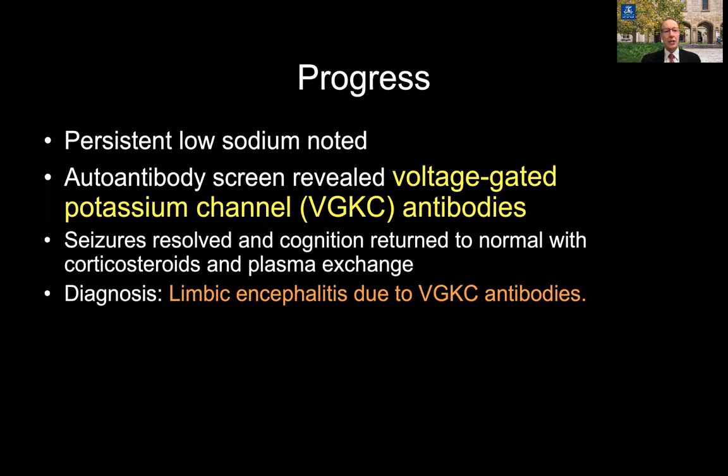It was noted this patient had a persistent low sodium, and then an autoantibody screen eventually came back and showed the presence of voltage-gated potassium channel antibodies. This is one of the autoimmune encephalitis conditions. The seizures resolved and the cognition returned to normal with corticosteroids and plasma exchange. And the diagnosis was limbic encephalitis due to VGKC autoantibodies.